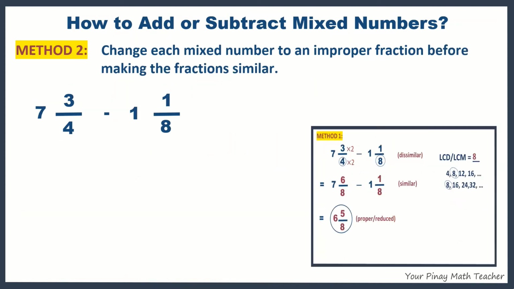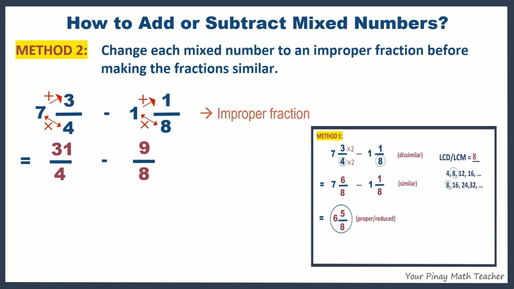Next example, 7 3/4 minus 1 1/8. So change each mixed number to an improper fraction. So we multiply 7 and 4, we get 28 plus 3, we get 31 over 4. Minus 9 over 8. So they are dissimilar, so we have to make them similar.